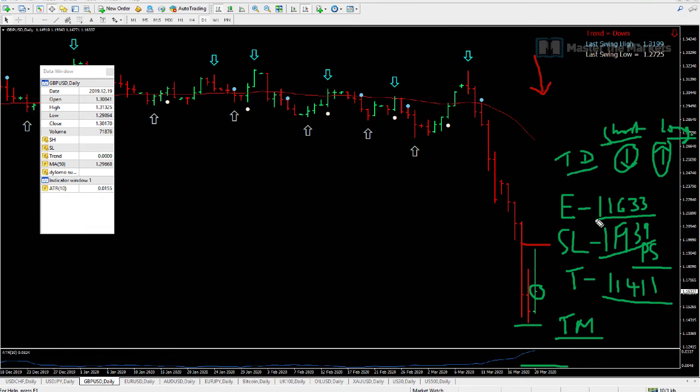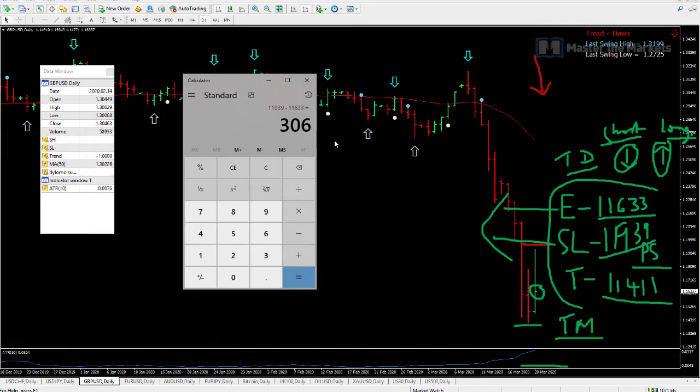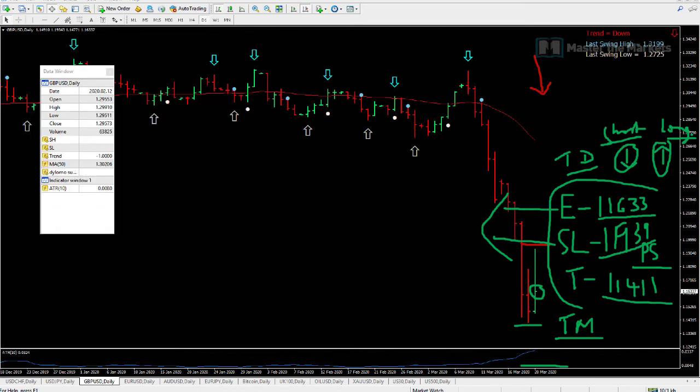I know my trade direction. I'm going to go short. I know all my trade details too. The final part is position sizing. Now, how do I do that? You have to take the entry and the stop loss and subtract them to get your trade risk. In this case, on your calculator, 119.39 minus 116.33, I get 306. So that is 306 pips of trade risk. That's what we are looking at.